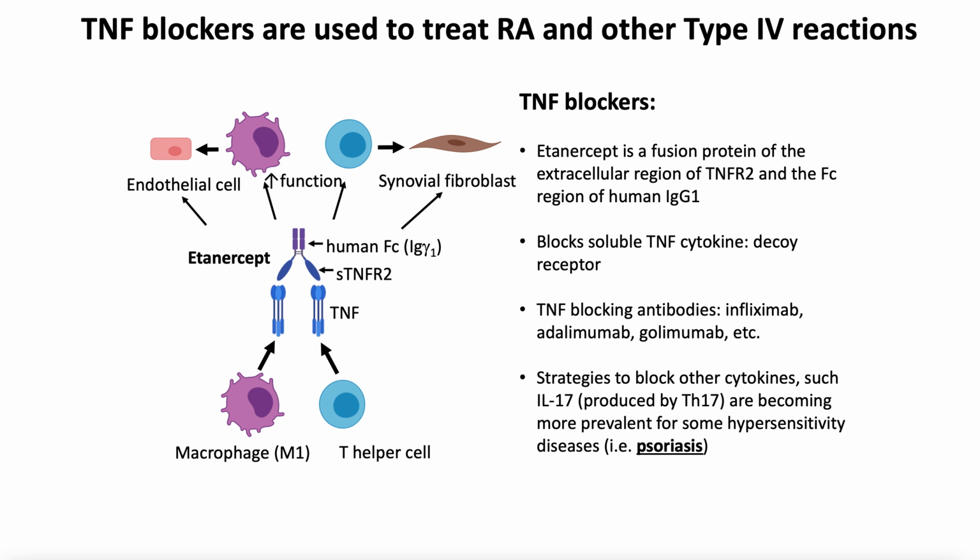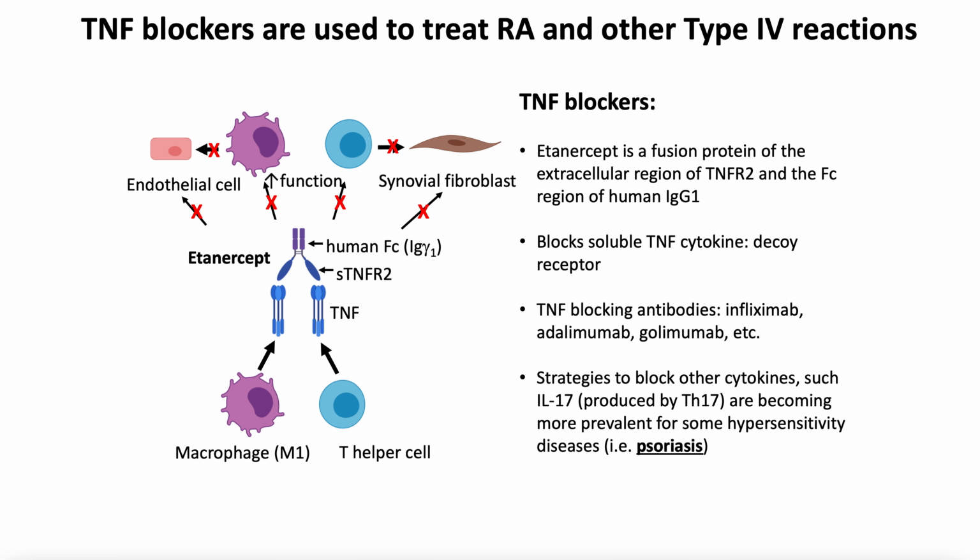Now, there is a class of molecules called TNF blockers. Many of these are monoclonal antibodies, and I've listed a few of them here. One of them is called etanercept. This is not a monoclonal antibody, but rather is a fusion protein in which the extracellular portion of the TNF receptor has been fused to the human Fc of IgG. And this basically acts as a decoy receptor to block the action of TNF, and so you block its ability to mediate all these effects within the tissue. There are other strategies to block other cytokines.